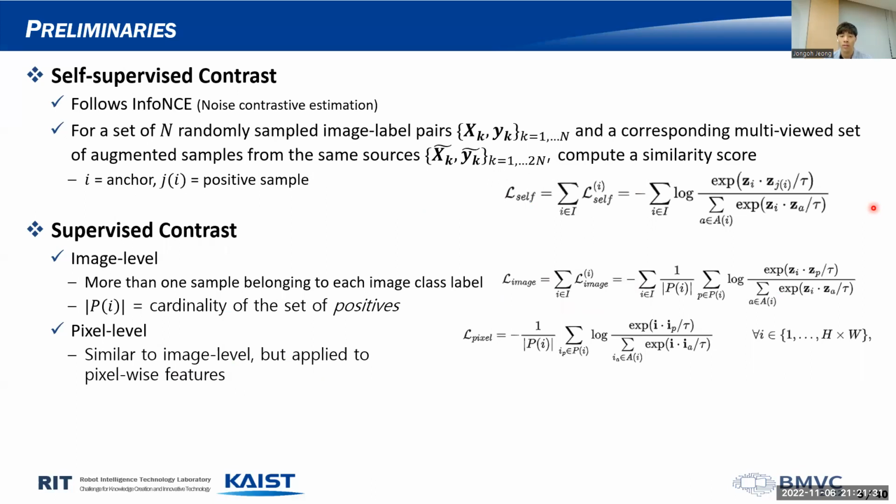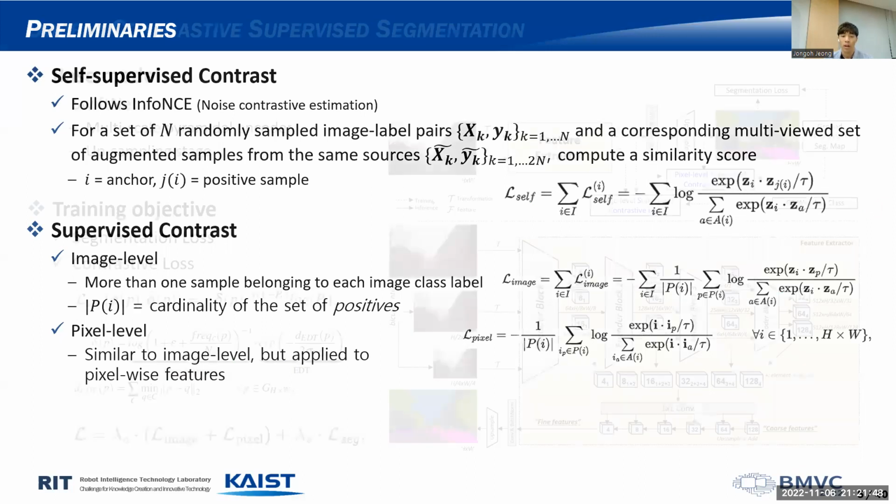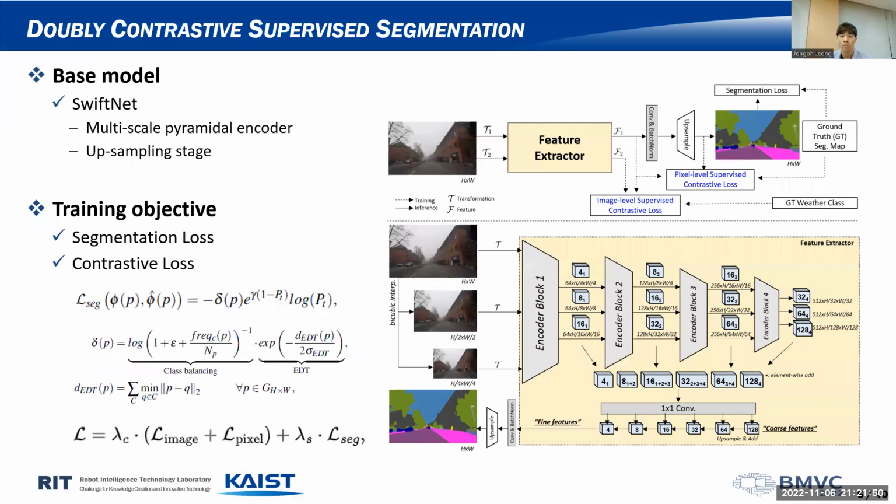Supervised contrastive objective is similar, yet there are labels available. For image level, we can have more than one sample belonging to each image class label, so we sum over all positive samples. For pixel level, the approach is identical, but it's applied to each pixel over the entire height by width image grid. We now present our doubly contrastive approach.